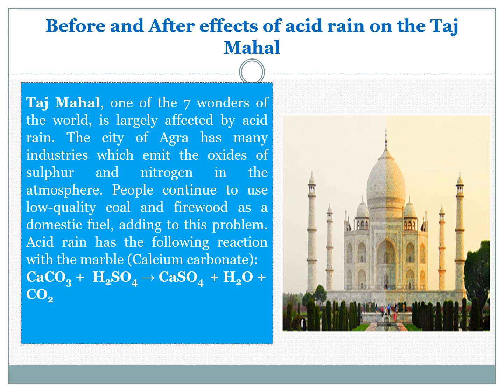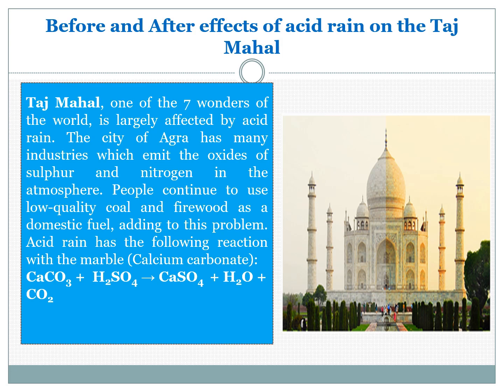We know that the Taj Mahal is one of the 7 wonders of the world, which is being largely affected by acid rain. The city of Agra has many industries which emit oxides of sulfur and nitrogen into the atmosphere. People residing in and around Agra use low quality coal and firewood as domestic fuel, which emits nitrogen oxides and sulfur oxides.